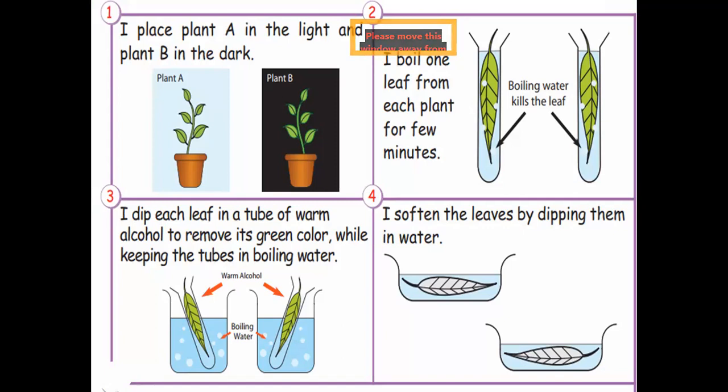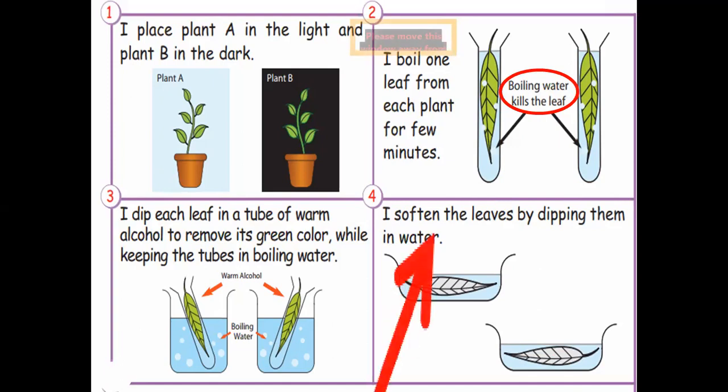So we got a leaf from plant A, which was placed in light, and plant B, which was placed in darkness. As a note before we continue, we said that photosynthesis occurs during the day, so it needs the sunlight. So here we boil one leaf from each plant for a few minutes. Boiling water kills the leaf, it leads to the death of the leaf. This is the process of boiling water.